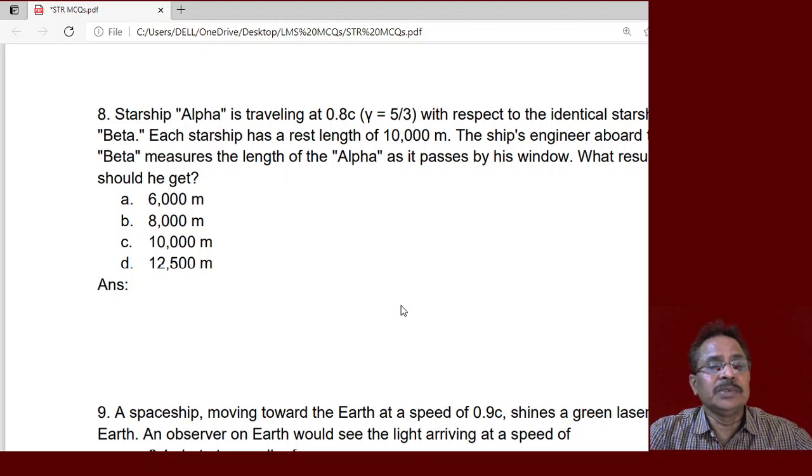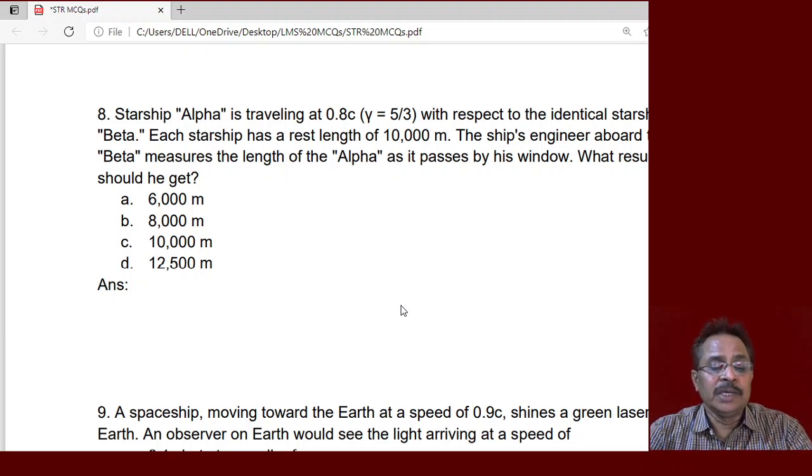Now, this is one more. A starship alpha is traveling at 0.8 C. Gamma this time is given, this is not Y, this is gamma, 5/3, with respect to the identical starship beta. Each starship has its rest length of 10,000 meters. The ship's engineer aboard the beta measures the length of the alpha as it passes by his window. What result should he get?